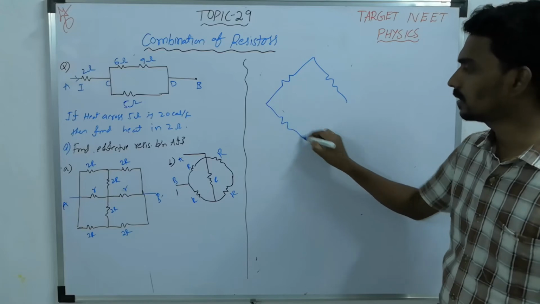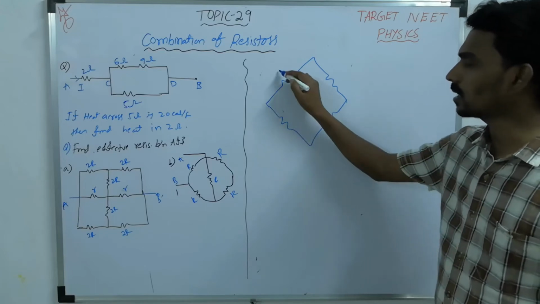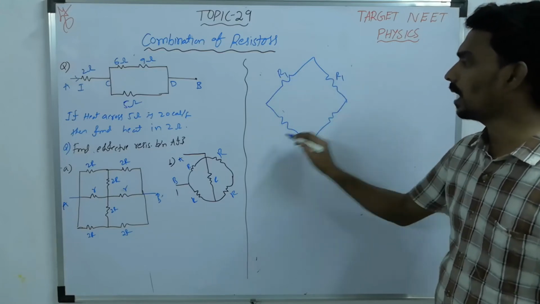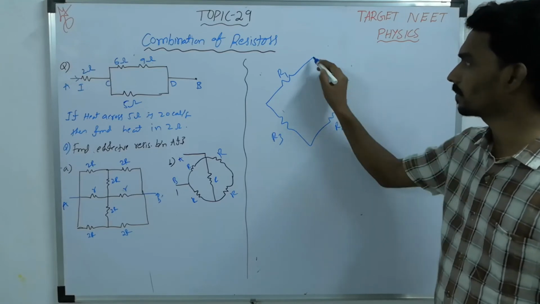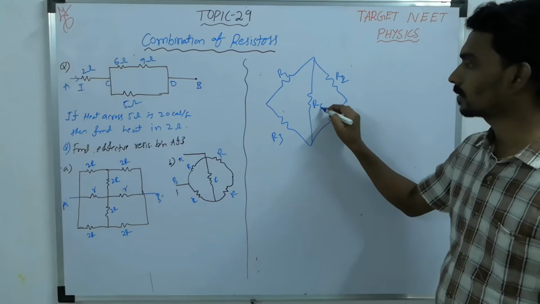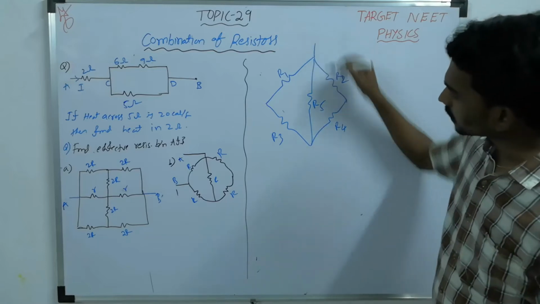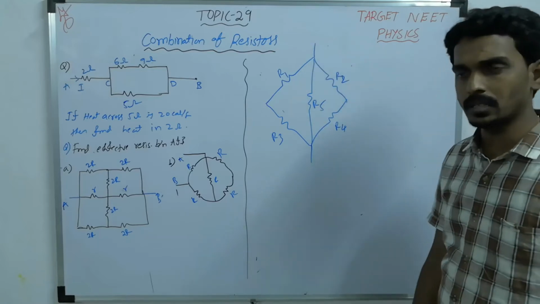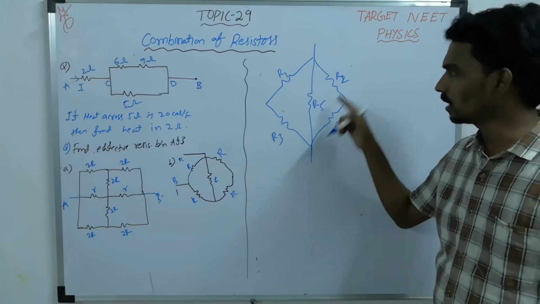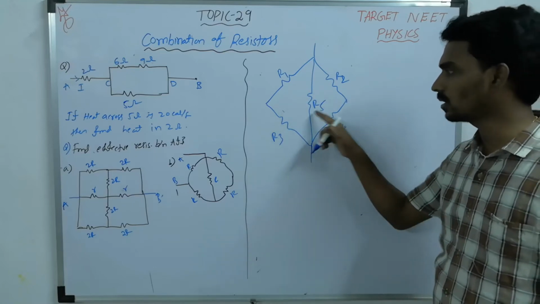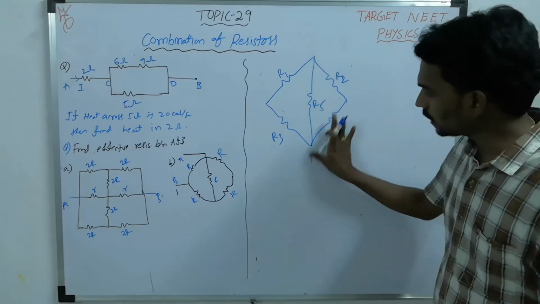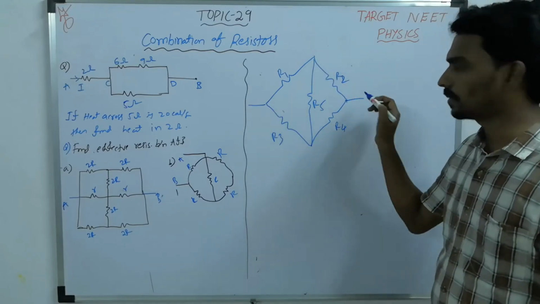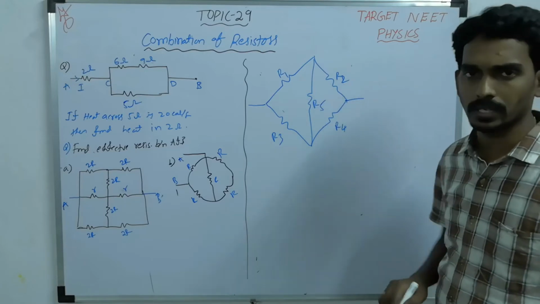That is, we have seen in capacitor combination also, if 5 resistors are connected in this manner, and they are asking the effective resistance between these two, then these two are in series and all the 3 are in parallel. You can get it easily. But if they are asking the resultant resistance between these two, then it becomes complicated.